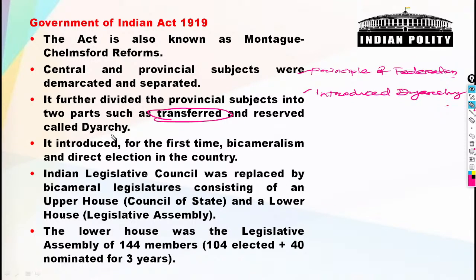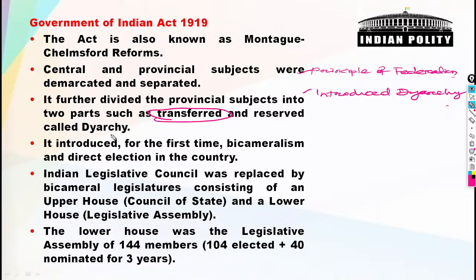The transferred subjects were of low importance, such as agriculture and health, and the governor's decision on them was made on the advice of ministers responsible to the provincial legislative council. So whenever the governor made any law on them, he had to consult the ministers responsible to the provincial legislative councils. But in matters of reserved subjects, the governor took his own decisions on the advice of his own executive council, which was purely dominated by British officials. So that was called diarchy, the dual system.